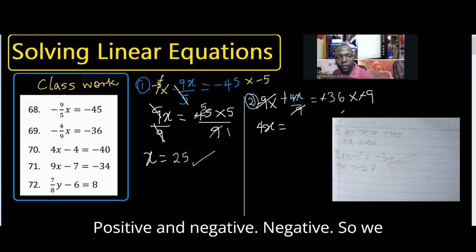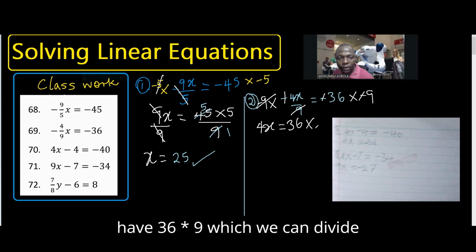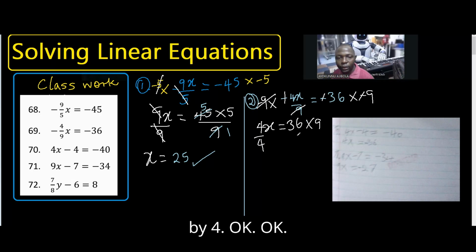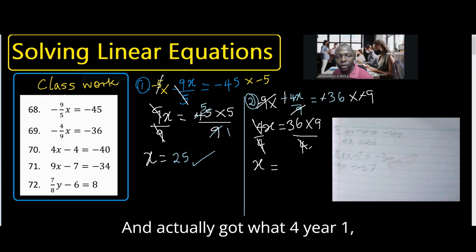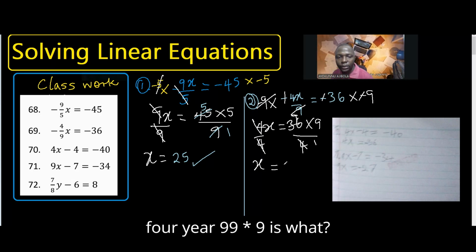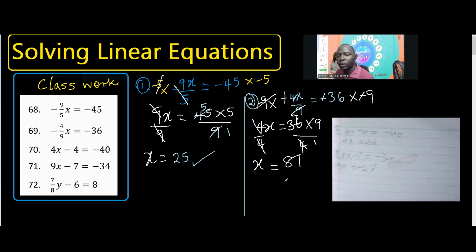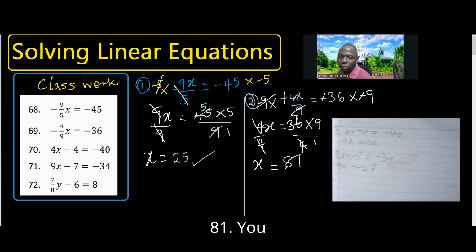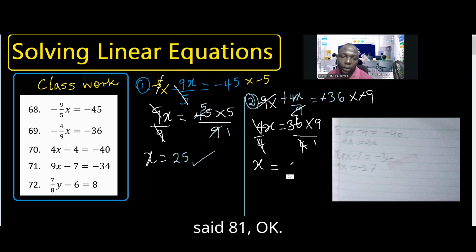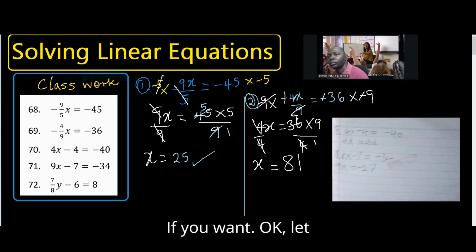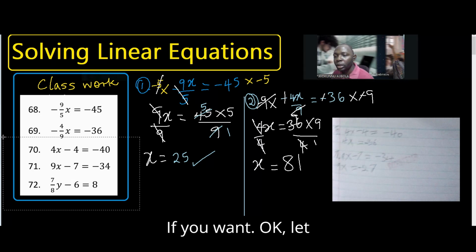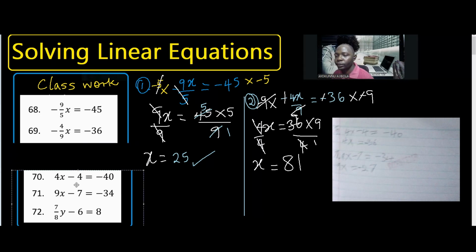Positive will come in, negative will cancel negative. So we have 36 times 9, which we can divide by 4, okay? Then x equals what? 4 here 1, 4 here 9. 9 times 9 is what? 81. Okay, 9 times 9 is what? 81. Okay, let me take this to the next page so we can have a clue of that.